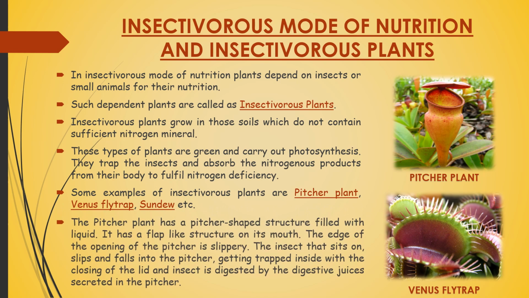The pitcher plant has a pitcher-shaped structure filled with liquid. It has a flap-like structure on its mouth. The edge of the opening of the pitcher is slippery. The insect that sits on it slips and falls into the pitcher, getting trapped inside with the closing of the lid. The insect is digested by the digestive juices secreted in the pitcher. After complete digestion, the lid again opens to trap the next insect.